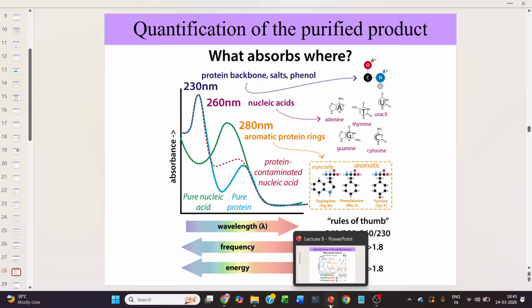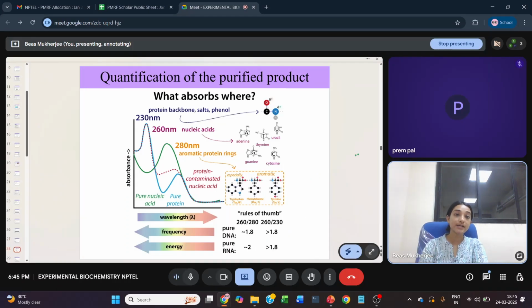Okay. Now we have something very, very important, and that is absorption. Now you will get questions from UV visible spectroscopy. So this you have to remember. Okay. So what absorbs where? At 230 nanometer, there is absorption by salts. At 260 nanometer, there is absorption by nucleic acids. At 280 nanometer, there is absorption by aromatic protein rings. Okay. Protein contaminated with nucleic acids will also have absorption, but different ratios would be there.